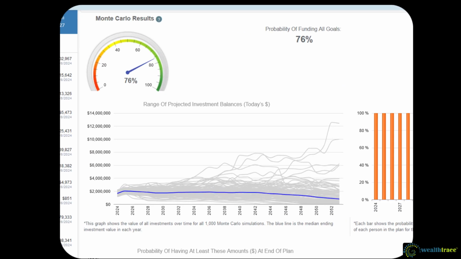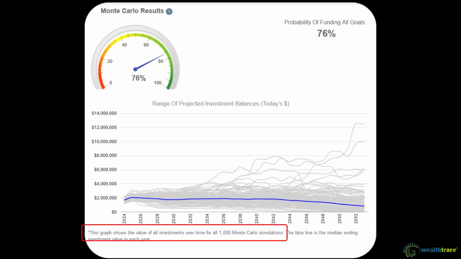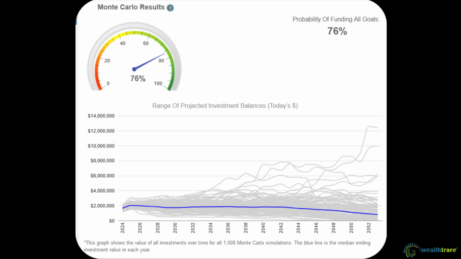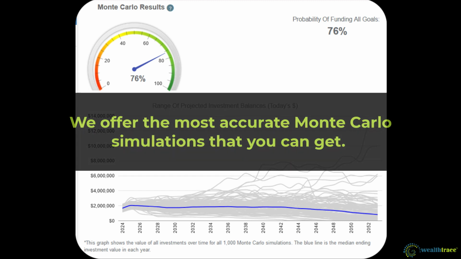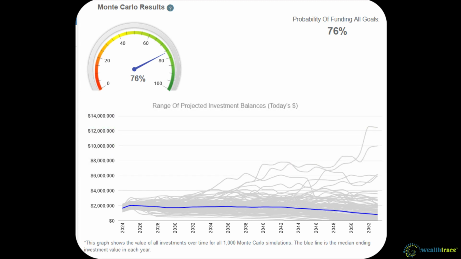In WealthTrace, we run 1,000 scenarios where the rates of return on all of your investments change in every year. We drill down into every holding that you own and look at the history of the asset class to see what its average rate of return, volatility, and correlation with your other assets has been. By doing it this way, we offer the most accurate Monte Carlo simulations that you can get because we are actually looking at every holding that you own.